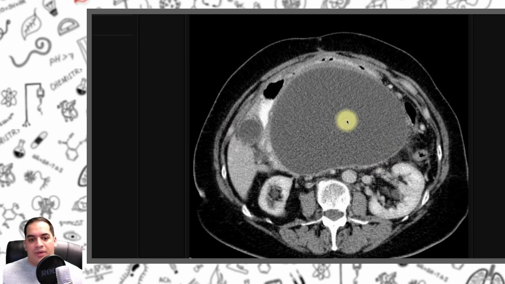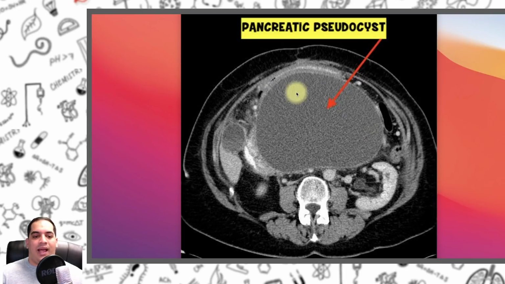And this is definitely one of the reasons why we would get a CT for a patient. Okay, so again, that would be an identifier of what? This would be a pancreatic pseudocyst that we would see in a patient usually a little bit later after the initial stages of pancreatitis. And this is definitely important.